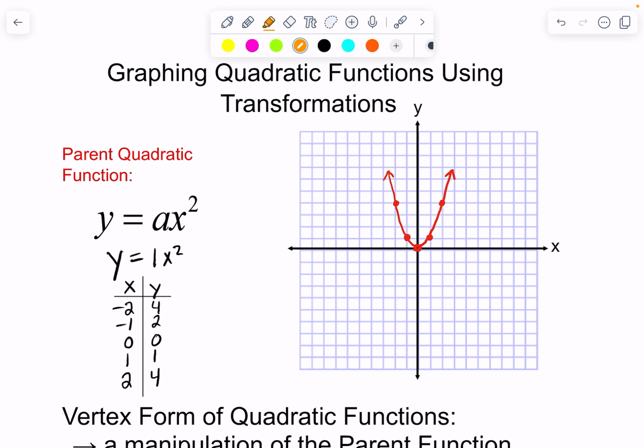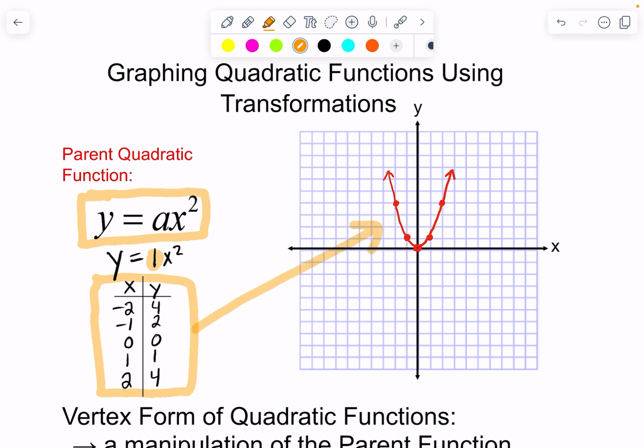Let's remember that the parent quadratic function will always look like so. Y equals ax squared. I went ahead and graphed here in red the most basic of quadratic functions, just the regular old y equals x squared, where a is 1. When I plug in my Morrow 5 into the x values, I get this beautiful parabola. That is the most basic quadratic function that we can have. And we're going to use this a lot today to investigate transformations.